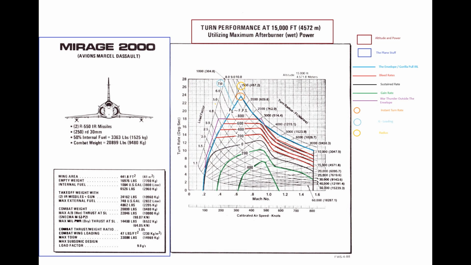If we look at the top and our red brown lines, we have the title of the graph, which is turn performance at 15,000 feet, 4,572 meters. It just tells you the altitude that these measurements were calculated.